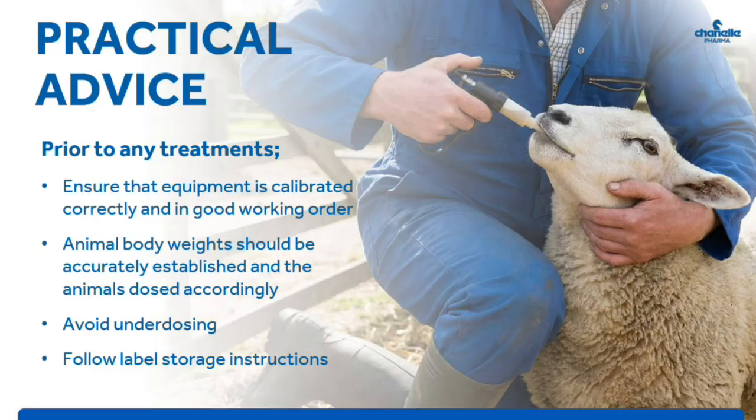So prior to any treatment, ensure that equipment is calibrated correctly and in good working order. Animals' body weights should be accurately established and the animals dosed accordingly. This will often involve grouping animals of a similar weight together and dosing for the heaviest animal in that group. Avoid underdosing. And as we said previously, follow label storage instructions and recommendations on product information leaflets, SPCs, etc.